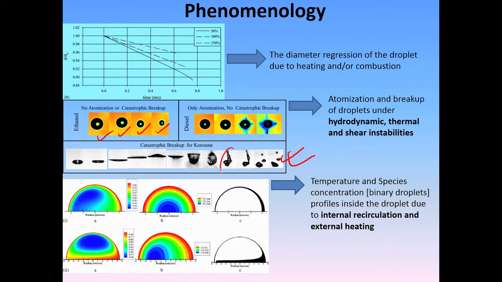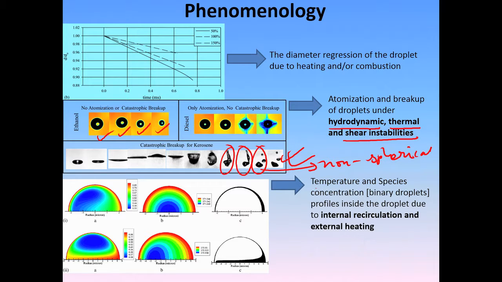So, you get these catastrophic shapes. You cannot tell that this is spherical, this is non-spherical. This becomes a problem in which the interface is not very well defined. There are situations like hydrodynamic, thermal and shear instabilities that lead to configurations like this, but we will come to that later.